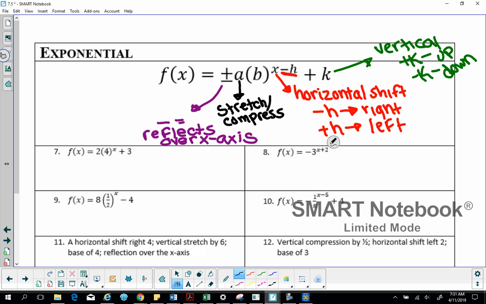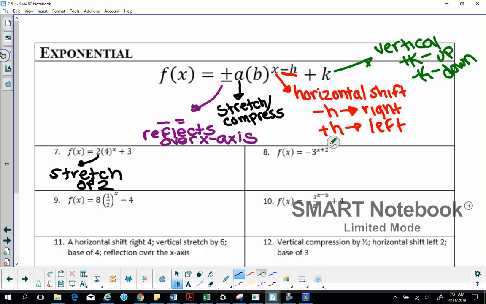So I'll do one with you, and then I want you guys trying it on your own, and we'll go over it. So first I see, there's a 2. What does that 2 mean? Good, stretch of 2. That 4 is just my base. I don't need to do anything about that.